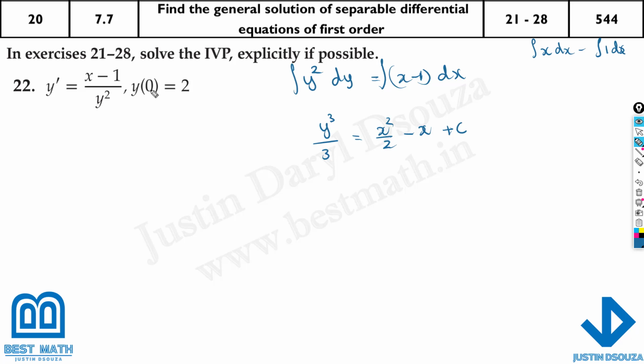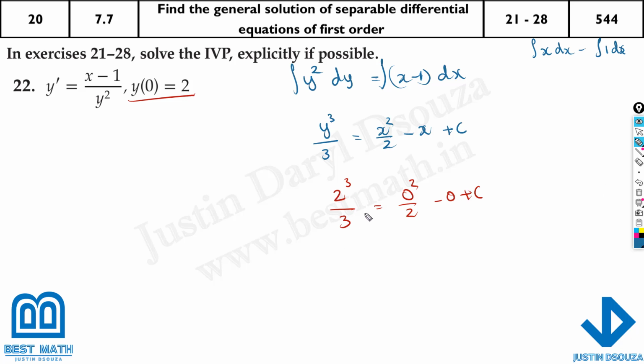Now what I'm going to do is put in the initial value. I know y value will be 2 when x is 0. So I'm just going to substitute 2 here. Wait a minute. Let me just change the color here to understand. This is what I'm using now. 2 to the power 3 by 3 equals 0 power 2 by 2 minus 0 plus c. So that is what I did, the substitution.